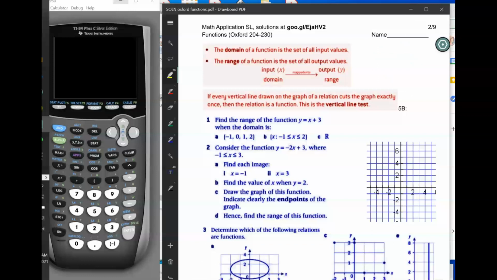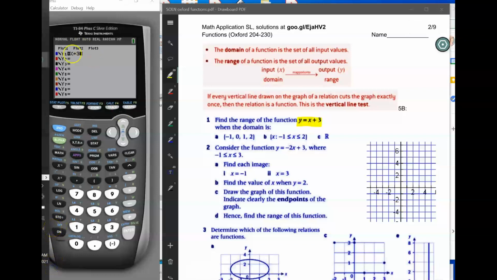Find the range of the function y equals x plus 3 when the domain is -1, 0, 1, 2. Okay, so basically, this first one is really easy to do because we can use the calculator and see the entire set. So what we can do is put this function into the calculator, and then we can use the table. So I opened up y equals and I typed in x plus 3 because they gave us the function.